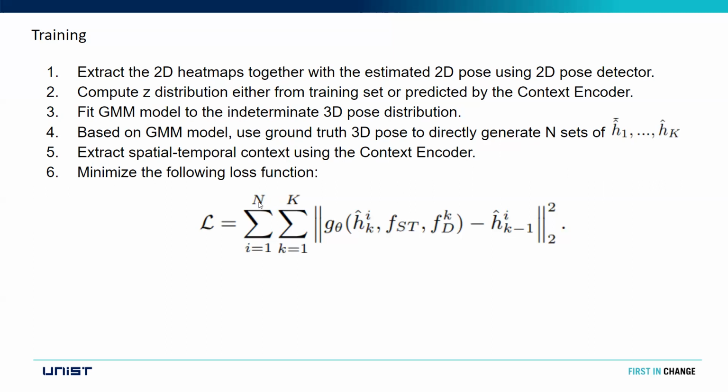Then they extract special temporal context using the context encoder. And then in the end, they minimize the following loss function, which is simply they want to find the difference between the generated noisy model and the ground truth noisy model. Is it so? They want to minimize this error difference, the L2 square.